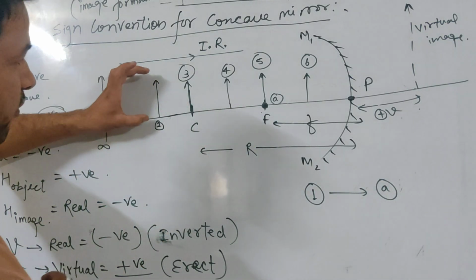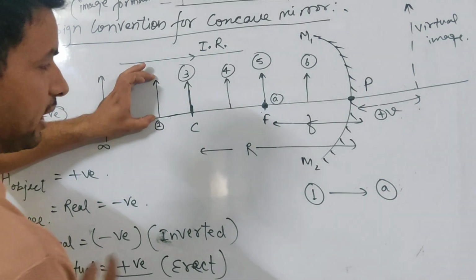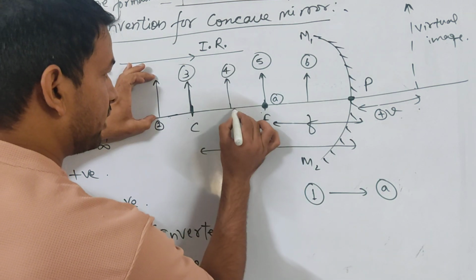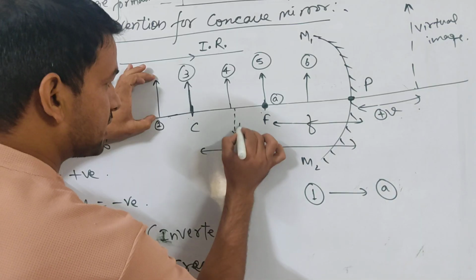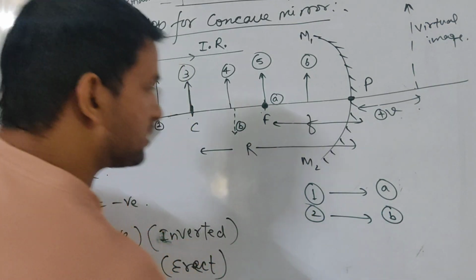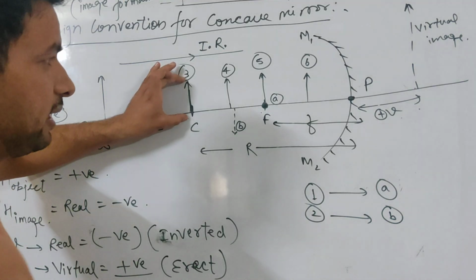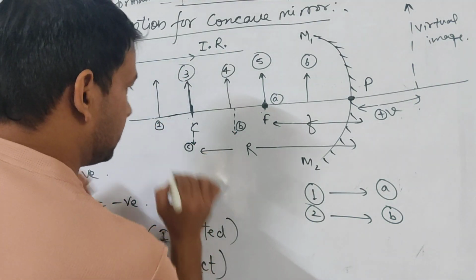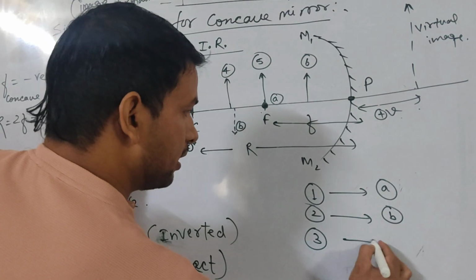Now listen, if the object is beyond C, then the image will be formed between C and F. Here, this is the second position, B. Second object, B is the image. At C only, the image will be formed at C. This is C. So third, at C.